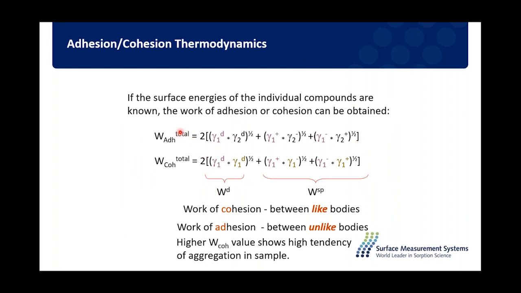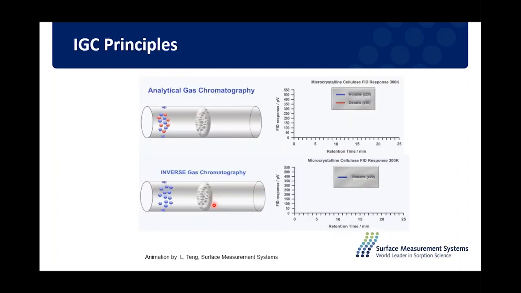And as I mentioned, if we know the surface energy of different materials, we can predict their adhesive or cohesive properties based on the adhesive strength or the cohesive strength, the work of adhesion or the work of cohesion. So we can use it as a screening tool to measure the properties of individual materials and then predict how they might interact. And I'll show you an example of that later on.